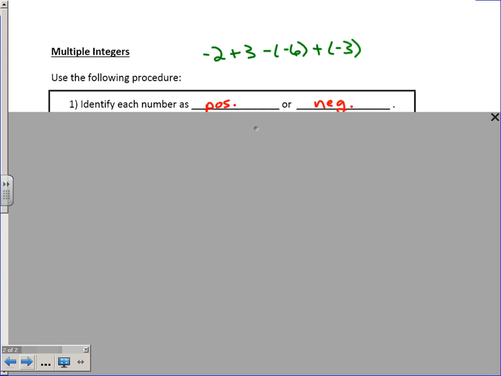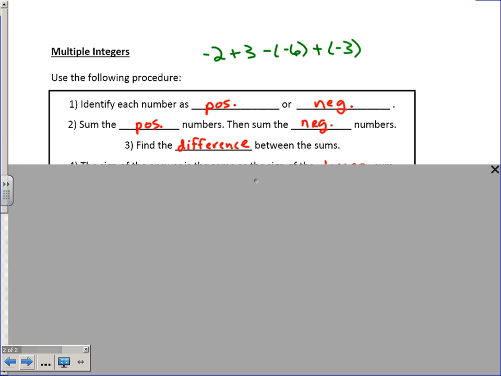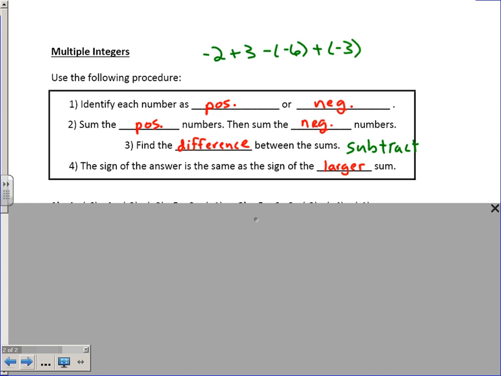First, identify each number as positive or negative. Then we're going to sum all the positive numbers, sum all the negative numbers. So you have two separate sums at this point. Then we're going to find the difference between the sums, which means, again, subtract. Difference means subtract. And then we're going to do the same thing we did if there's two integers: we keep the sign of the larger sum, or the larger number.